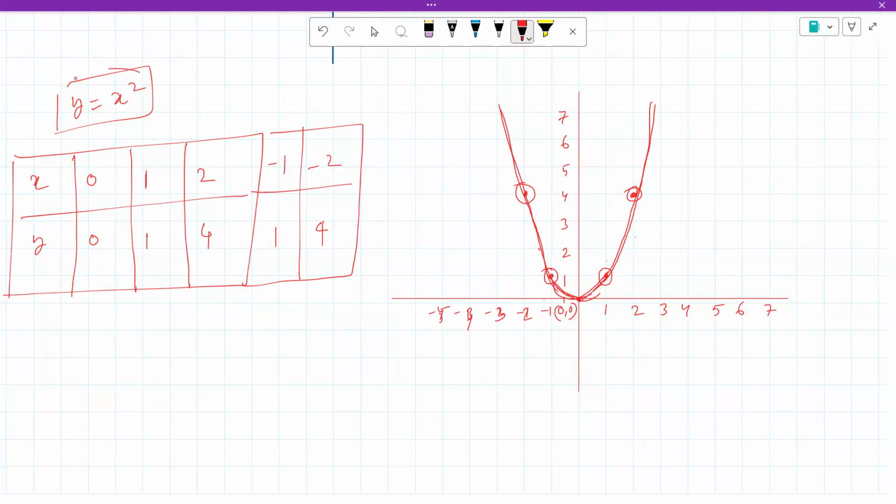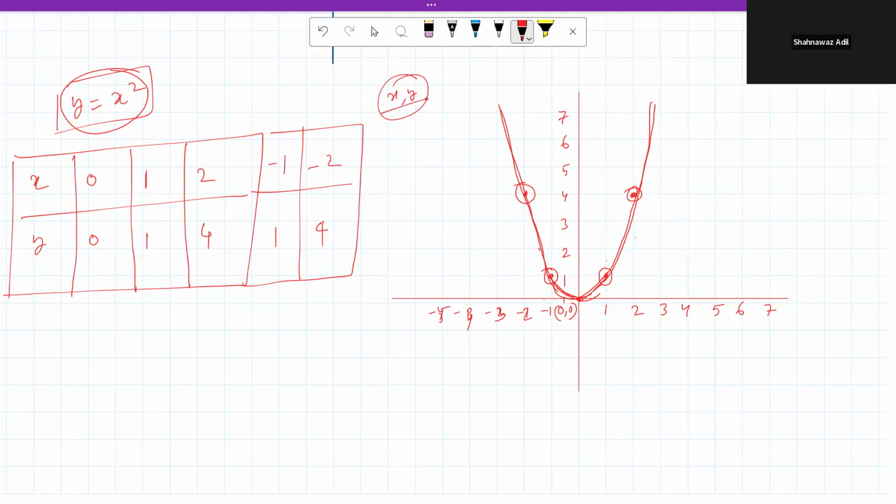And you see why? Because we have y equals x square. That is why we are getting this graph. So to have the graph, we just need the coordinate points. If we know what x and y are, then we can draw the graph easily, right? Is it clear? I said that to draw the graph, we just need the coordinate points, right?